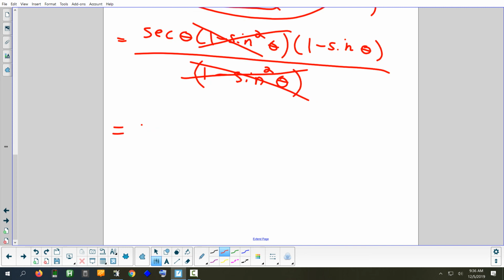Okay, so now we've got secant times 1 minus sine. Okay, what property could I try there? I don't know if it's going to get any simpler. I'm not sure. I haven't done this problem in a year. So maybe it gets simpler, maybe it doesn't. I'd have to try and see. But when you have parentheses and you have something on the outside, what property can you use?